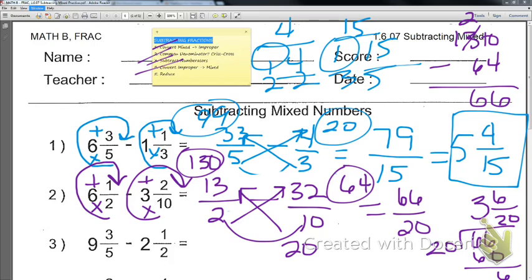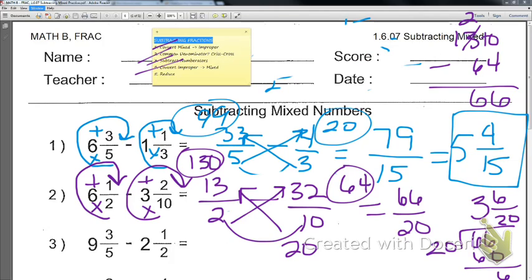Final step, we need to reduce the fraction. Okay, we need to find the greatest common factor of 6 and 20. The factors of 6. 6 divided by 1 is 6. 6 divided by 2 is 3. Am I done? Yes. How come? Because there's no numbers between 2 and 3. So that's how I know I have all my factors.